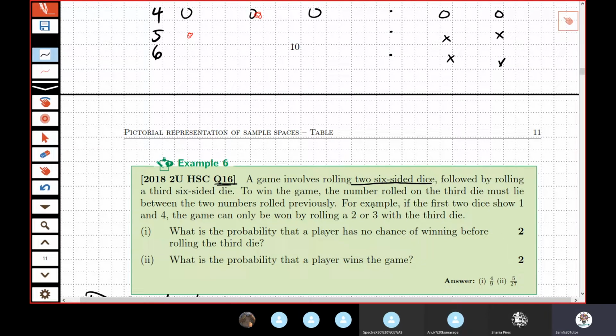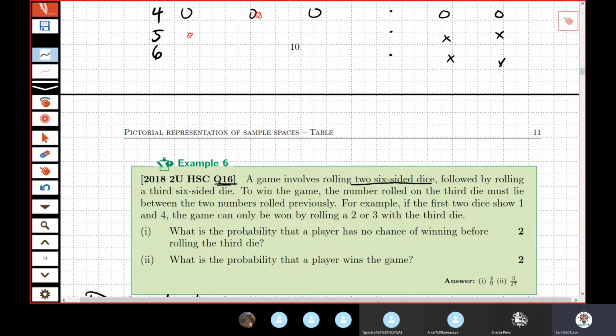Okay then. So if you understand how this game works, that means you understand that if I threw a 1 and a 1 in the first 2 dice, I cannot move on to the third roll, which means it would be impossible for me to even win. If I get a 1 and a 2, again, there are no numbers between 1 and 2, so I'll never get to the third die, which means again it's impossible for me to win. So it asks, what is the probability that a player has no chance of winning before rolling the third die? Because like I said, I got a 1 and a 1 or a 1 and a 2.